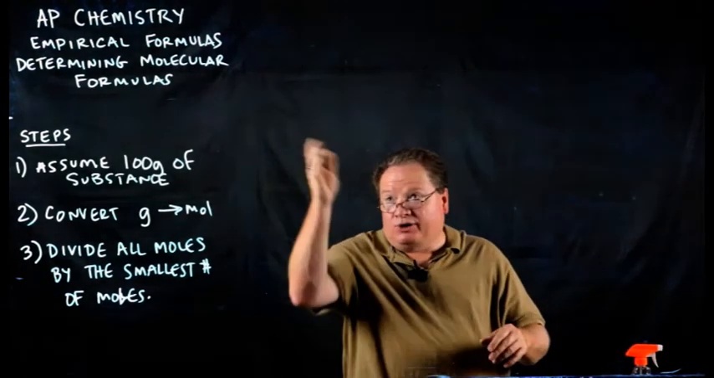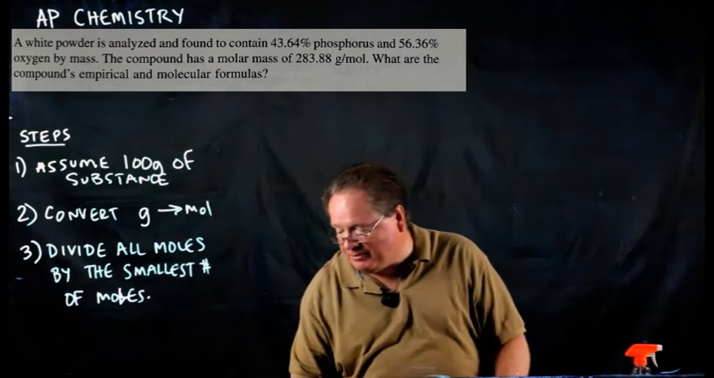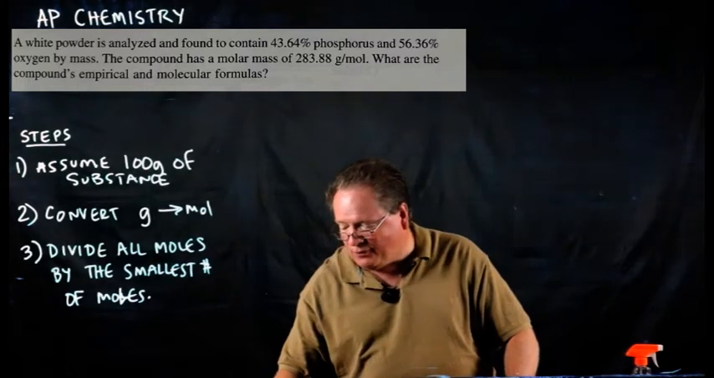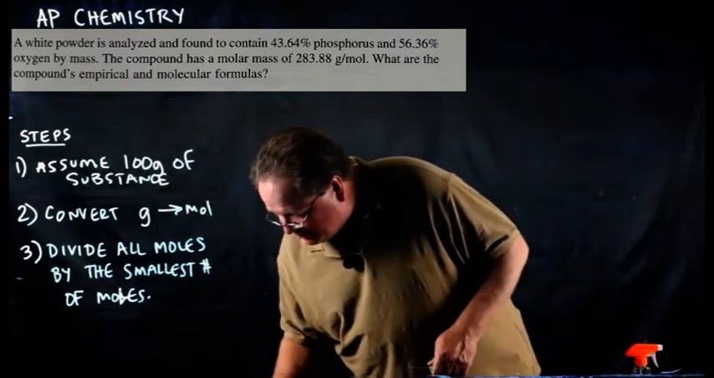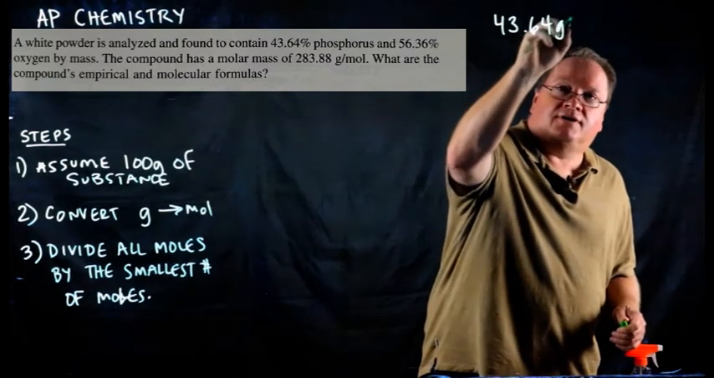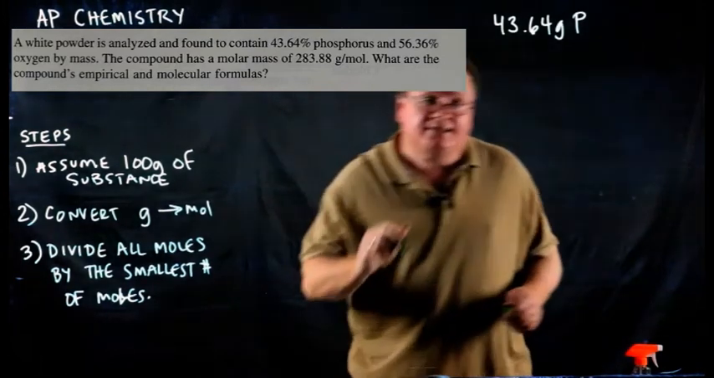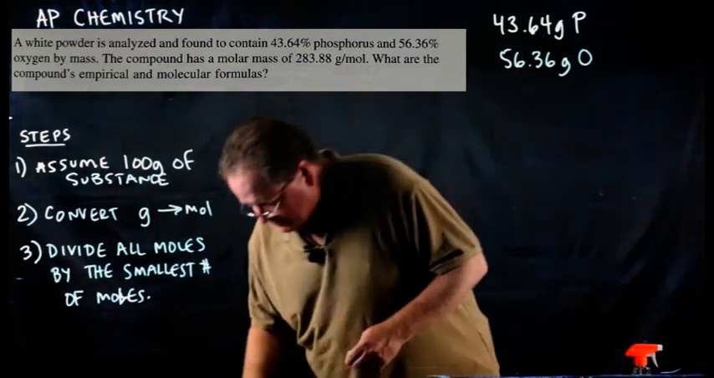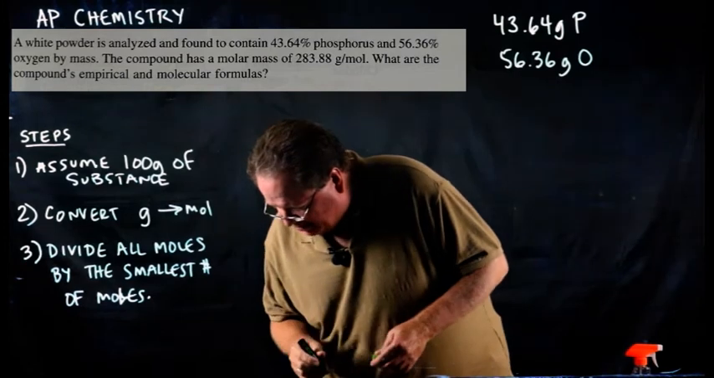Okay? So we're going to look at a second example here. And again, you can look at the steps and see if you can figure out what I'm doing next. But this one says, a white powder is analyzed and found to contain 43.64 grams of phosphorus, 56.36 grams of oxygen by mass. And then it says the compound has a molar mass.